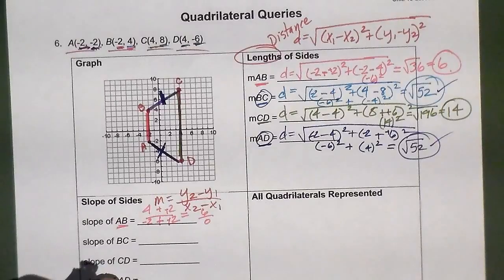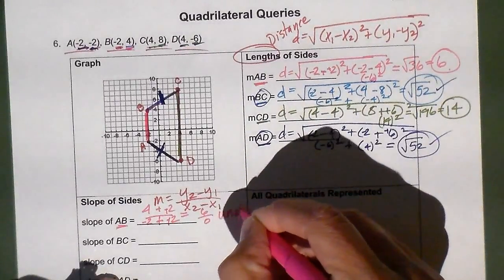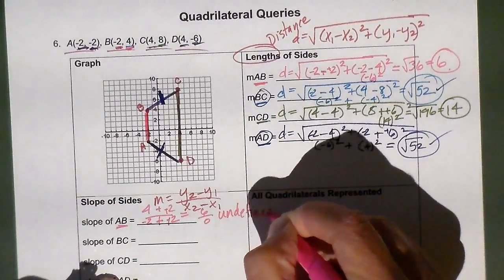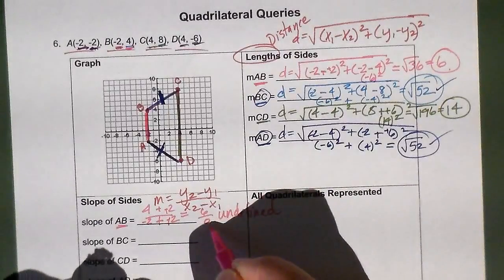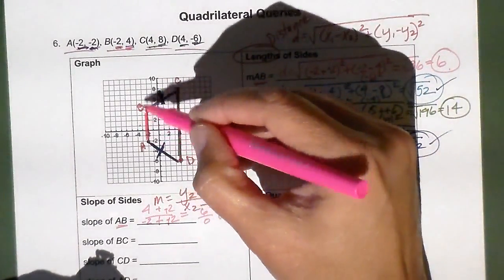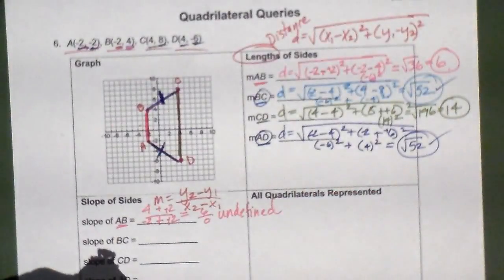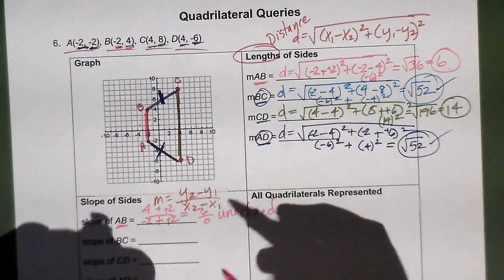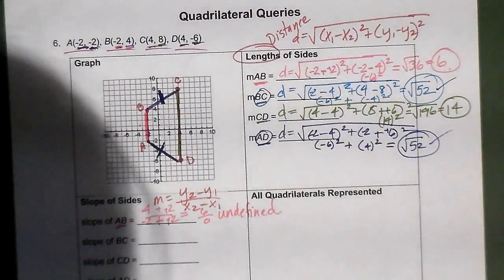Uh-oh. What does that mean? That's an undefined slope, because you can't divide by 0. And why is it undefined? Look at AB. It's vertical. The slope's undefined.